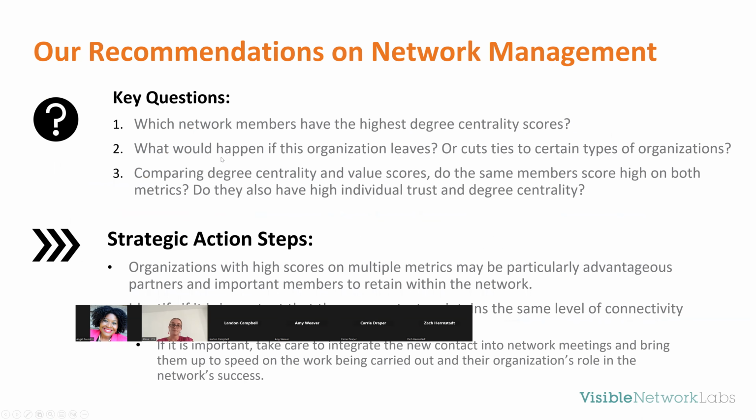So here are some recommendations on network management, and some key questions to think about. Which network members have the highest degree centrality scores? What would happen if this organization leaves or cuts ties to certain types of organizations? Comparing degree centrality and value scores, do those same members score high on both metrics? Do they have high individual trust and degree centrality scores?